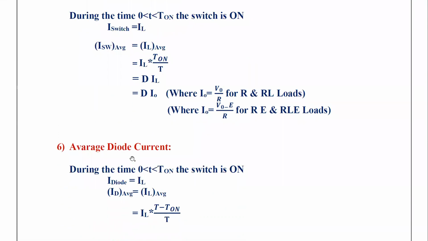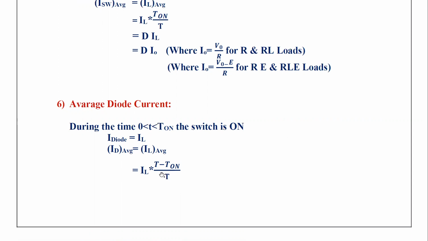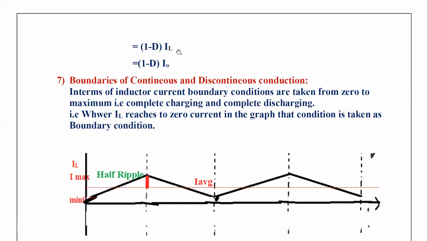Similarly, average diode current. Average diode current ID is equal to IL average. The diode is allowing the current during turn off time only. So therefore, T minus T on divided by T. Now this will become 1 minus D into IL. Therefore, average diode current can be written as 1 minus D into I naught.